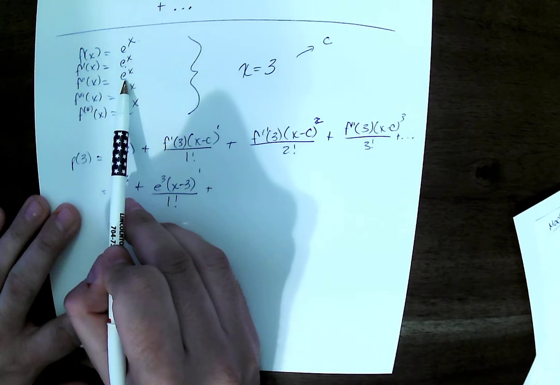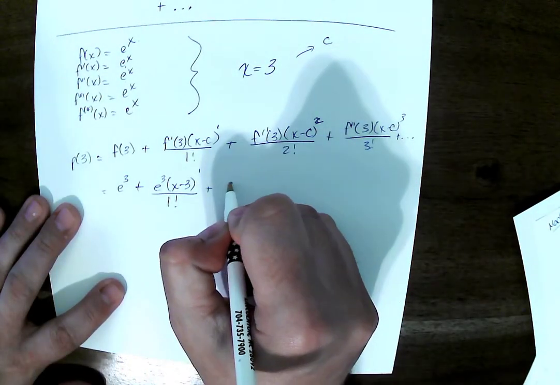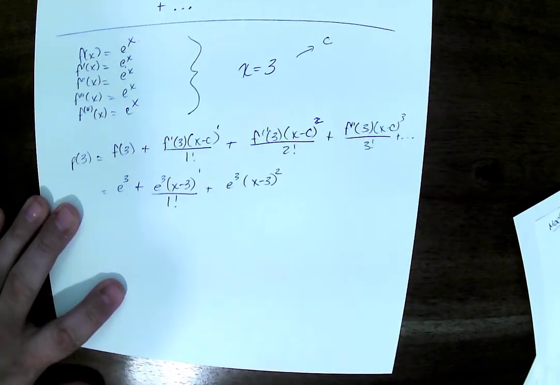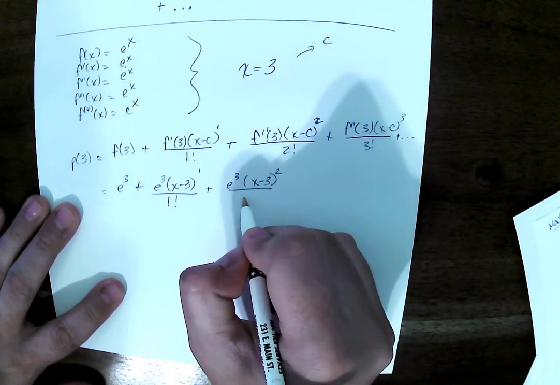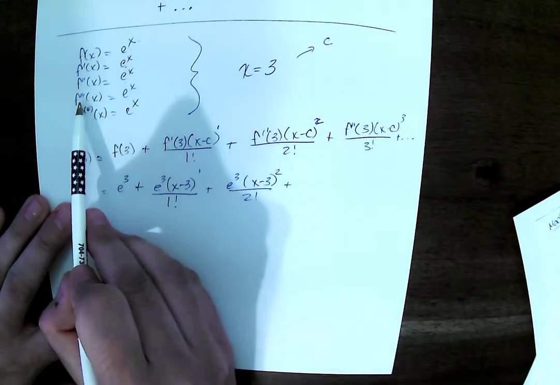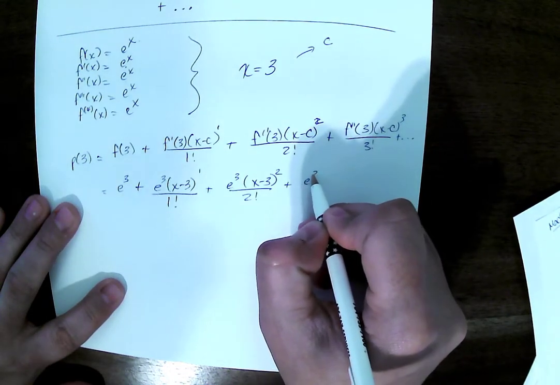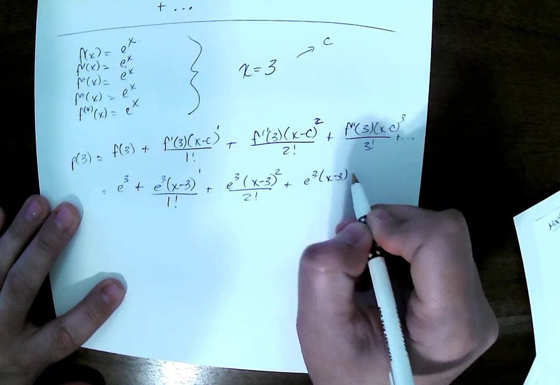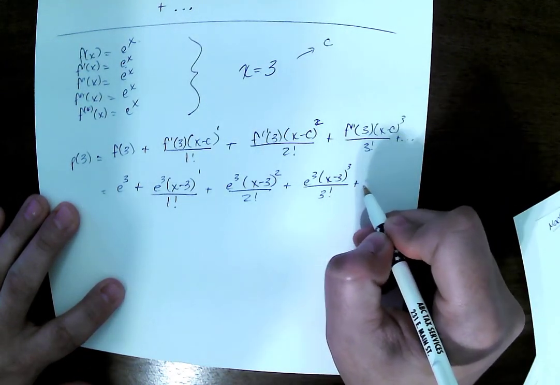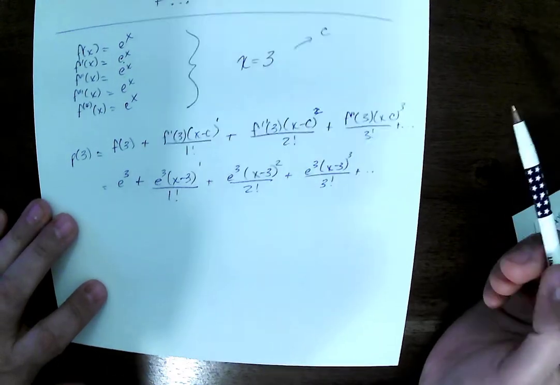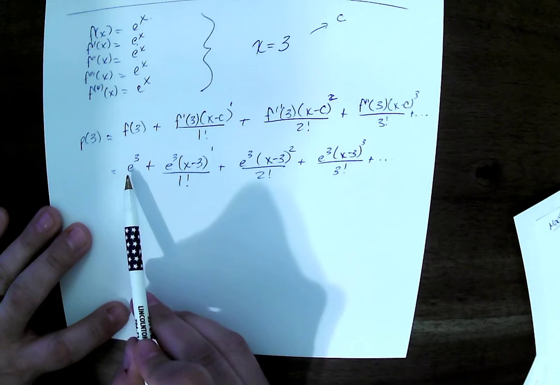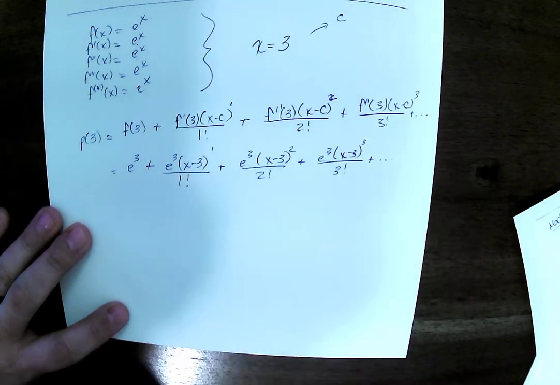plus the second derivative where x equals 3. The second derivative again is e to the x, so that's just e to the third times x minus 3 to the second power divided by 2 factorial, plus the third derivative, again e to the x, so e to the third times x minus 3 to the third power over 3 factorial, and then it continues on and on and on. So what does this leave us with? Notice that in all of these, if this continued on and on, they all have e to the third out front.